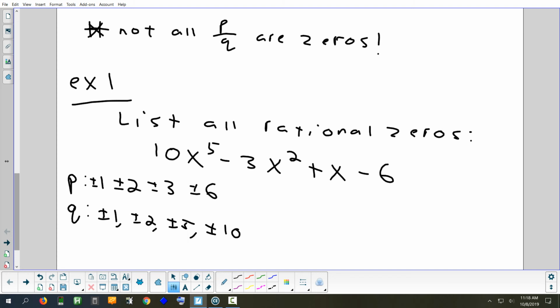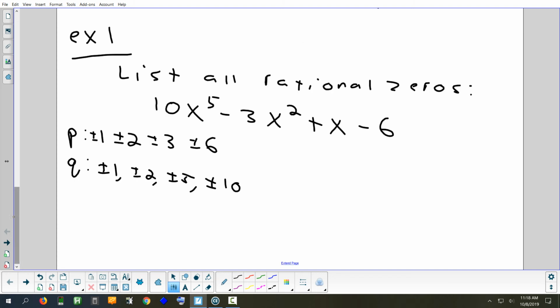So if this problem has a rational root, it has to look something like this: one of these numbers over one of these numbers. It has to be. There are no other fractions that this could ever have for where it would cross the x-axis. So now we have to make a list of all of them. And it seems like it could be a lot, and it is kind of a lot, but we'll do it very systematically.